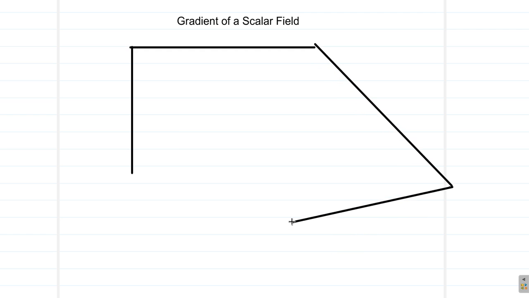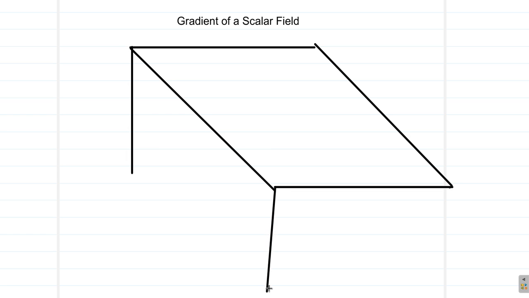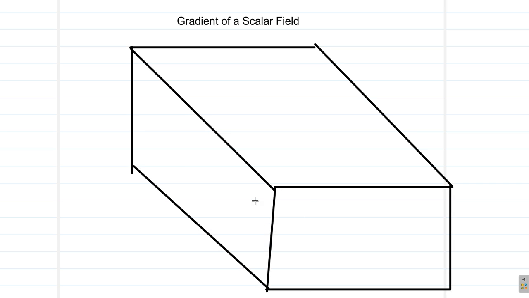Let's talk about the gradient of a scalar field. Now, just a reminder about scalar and vector fields. If you say you are in a room, and you have temperature, you know that temperature is a scalar. You have a thermometer measuring the temperature of the room.